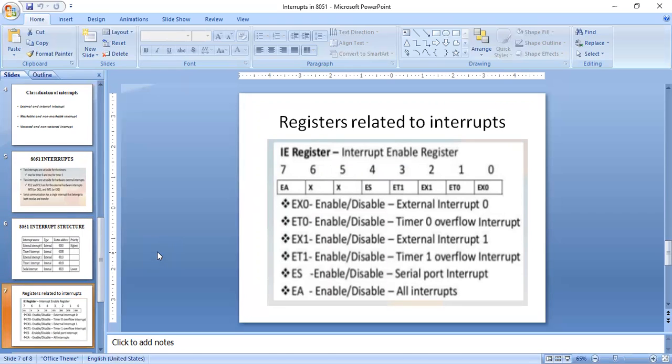Now we come to the registers. What are the registers related to the interrupts? There are 2 registers, the IE register and the IP register. The IE register is the interrupt enable register, and the IP register is the interrupt priority register. For the IE register, if interrupts are there, first you have to enable them, and only then the interrupts are serviced. It is an 8-bit register.